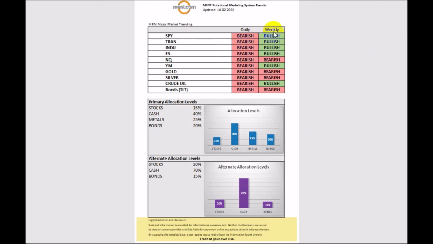Either one of those would mean that we are now going to reallocate some money as we see fit, depending on what the trend is actually doing. Right now, though, we are still mixed, bearish daily, bullish weekly. So we are going to stay in this hedged position, and we are going to wait for the markets to do what they are going to do.